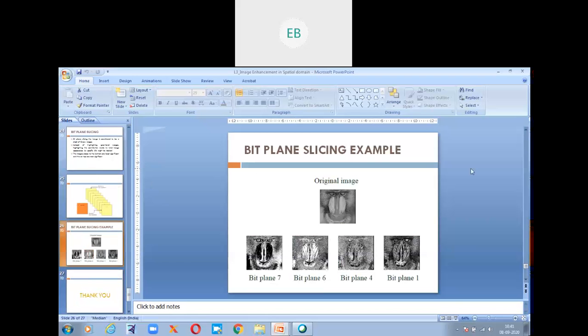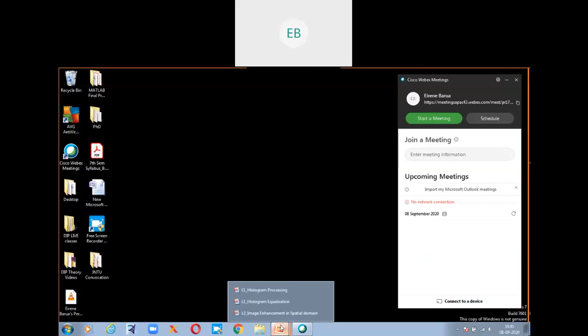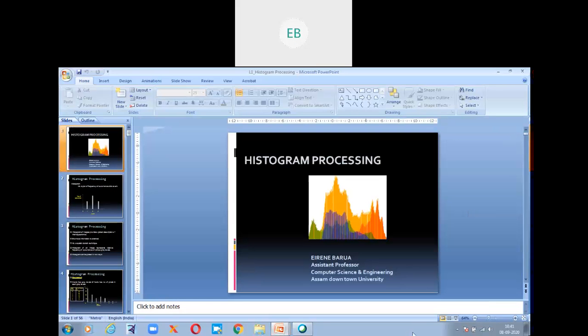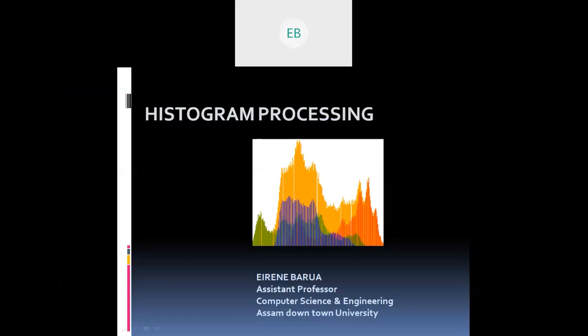If you remember these terms, then I can go on with my next topic, that is histogram processing. These terms are all associated with each other. If you can relate to one term, you can relate to the other terms as well, so you have to keep all the terms in mind. Okay, so this was about gray level transformation and its examples. Today we go on to the next topic, histogram processing.